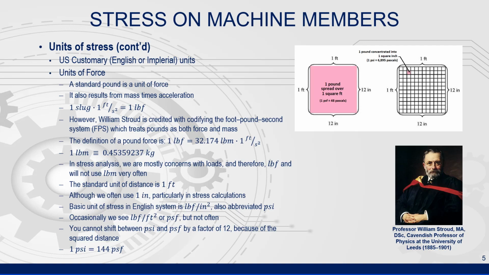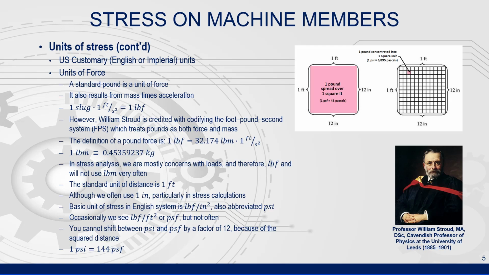However, in the late 1800s, units of pounds mass replaced units of slugs, requiring the inclusion of a gravitational constant in any calculations converting between force and mass. In stress analysis, we are mainly concerned with forces, and thus we rarely need to make this conversion.